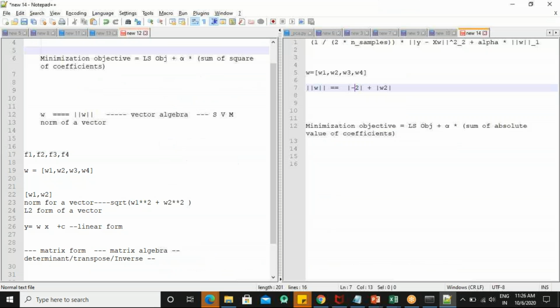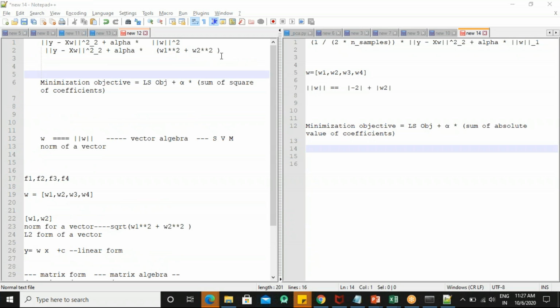So I'm erasing this stuff. Okay. So guys, this was some bit about vector algebra. You can read about it more and how the functions are actually derived.